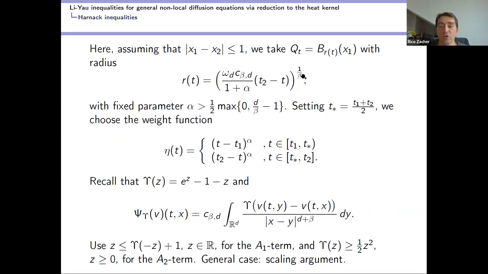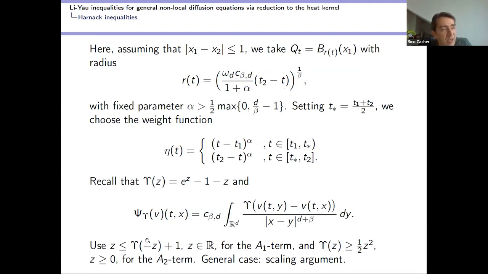Let me show you how we choose the set Q_t. It's a ball with a radius that depends on time t in a suitable sense. So it's a ball around x1, and the radius is given by this formula. And then the weight function is of this type. It vanishes at t1 and it vanishes at t2, and you have a suitable power alpha, which you have to choose big enough. And then, to finish this sketch of the proof, you have to use both non-local terms.